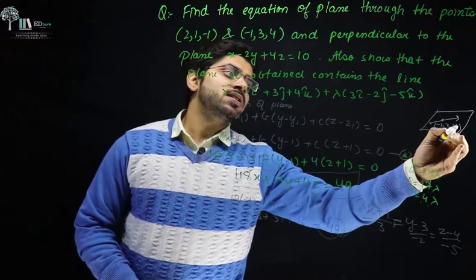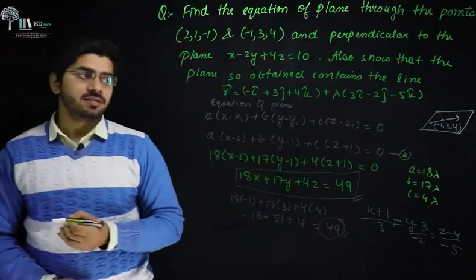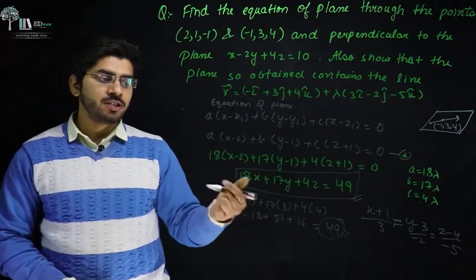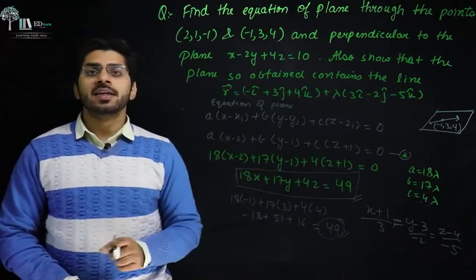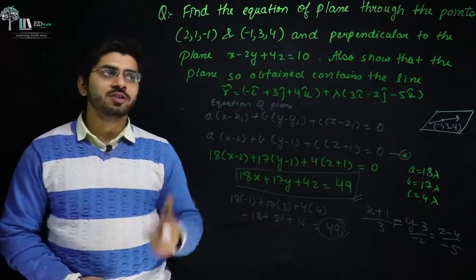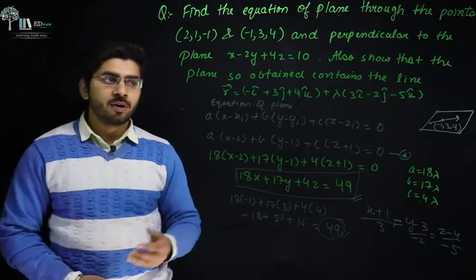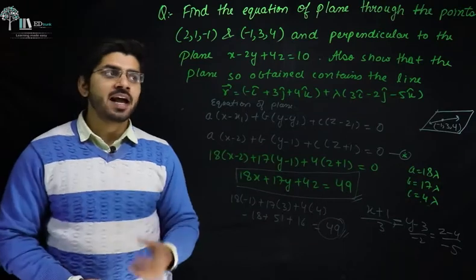So that means this plane contains this line, because the point minus 1 comma 3 comma 4 is satisfying the equation of the plane. That means the plane is containing that line. So this is how we go about solving this problem. The problem looks difficult, but it's not that difficult.